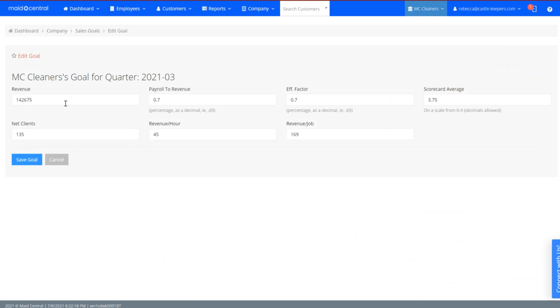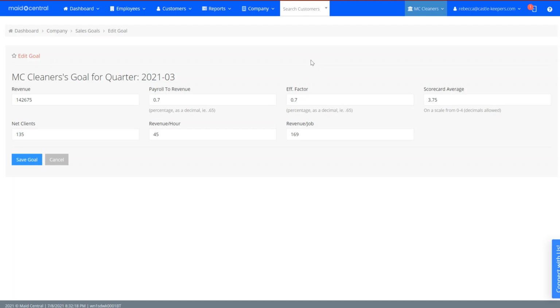And again, we're going to focus on our revenue. First step is our revenue: setting a goal based on a percentage that you would like to grow from the previous quarter. My numbers looked really good for my previous quarter, so about 10% more than where I was at would be 142,675. So I'm going to keep that revenue goal set. Payroll to revenue, the percentage in decimal. So again, how much do you want to earn per hour of a cleaning, and what do you need to support your revenue growth? I'm going to keep that number as well at 70%, along with my efficiency factor. I want my teams to be as efficient as possible.